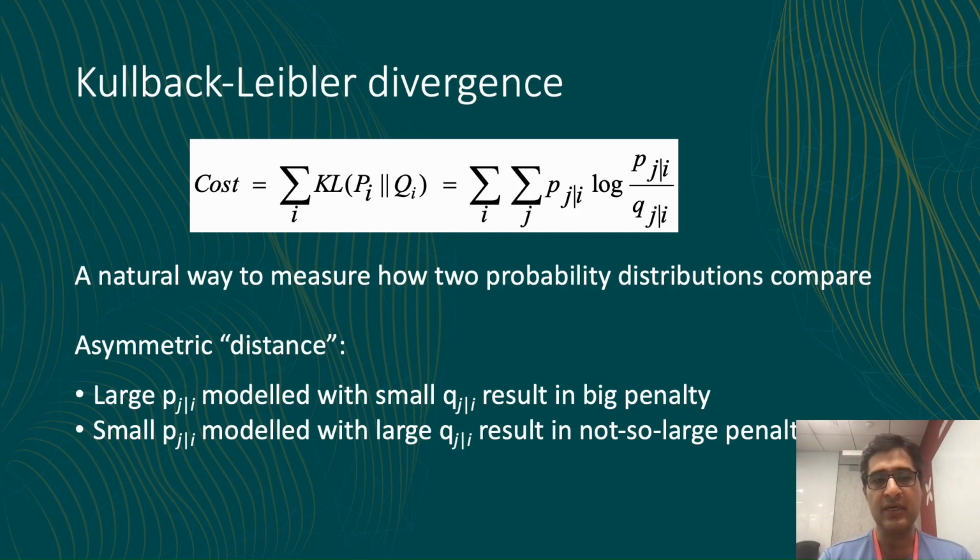And what this leads to is an asymmetric distance, because the measure of the distance does not remain the same in case you were to invert P and Q, replacing P with Q and Q with P. So this asymmetric distance allows us to model that if a large probability in P was modeled with a small probability in Q, it will result in a big penalty, and vice versa, a small probability in P modeled with a large probability in Q would not result in such a large penalty.